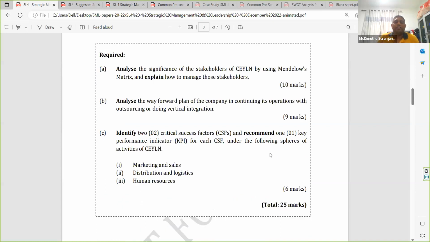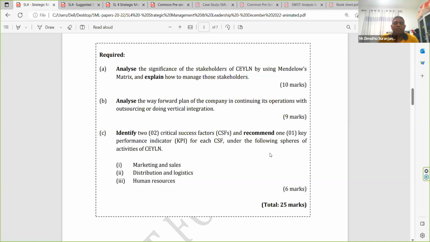Identify two critical success factors and recommend one key performance indicator for each CSF under the following spheres of activities of Stallone. That's a very simple one. We know the relation between critical success factors and the KPI. Critical success factors are qualitative statements. KPIs are quantitative statements. Normally, in relation to CSF, we identify KPIs. So, marketing and sales, what are the CSFs? Maybe sales growth, brand awareness. Then when it comes to KPIs, you can identify things like, say, increase profit by 5%, increase market share by 10%, like that.